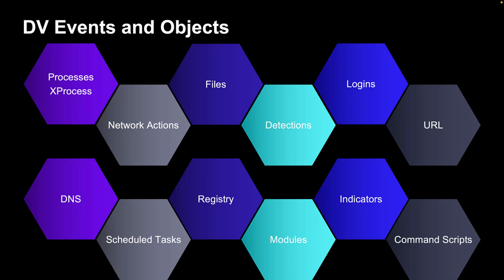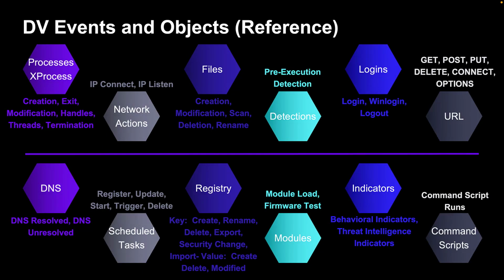Each one of these is a unique data object because the event that took place was of this kind of function. Just so you can see it, here are the events and the data objects on one slide. We're not going to go into this eye chart in depth. This is more for your reference. So when you look at this later, you can say, oh yes, I understand that, for example, under files, there's the creation, modification, scanning, deletion, and renaming of files.